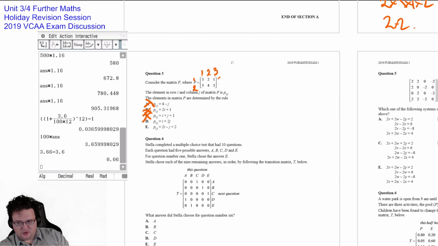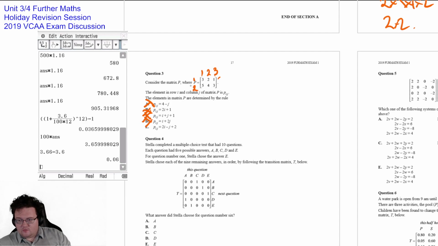I plus 2j. Well, row 1 plus 2 times column 1 is 3. Cool, that's correct. Let's try the next one. Row 1 plus 2 times column 2. That's 5. So, can't be that one. But because we've eliminated all of those, the only answer left is E, which it happens to be. And you can go through and check.